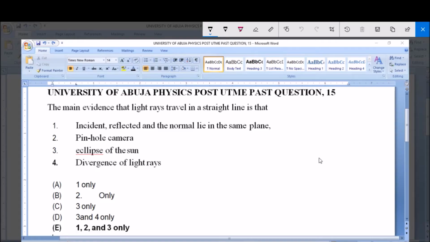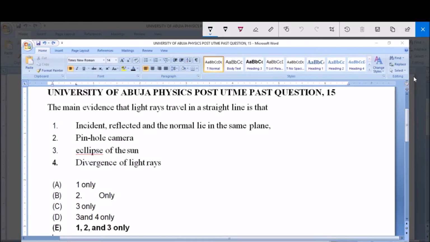Today we're dealing with University of Abuja Physics Post UTME past question 15. The main evidence that light rays travel in a straight line is that: 1. Incident, reflected, and the normal lie in the same plane. 2. The pinhole camera. 3. Eclipse of the sun. And 4. Divergence of light rays. A says 1 only, B says 2 only, C says 3 only, D says 3 and 4 only, and E says 1, 2 and 3 only.